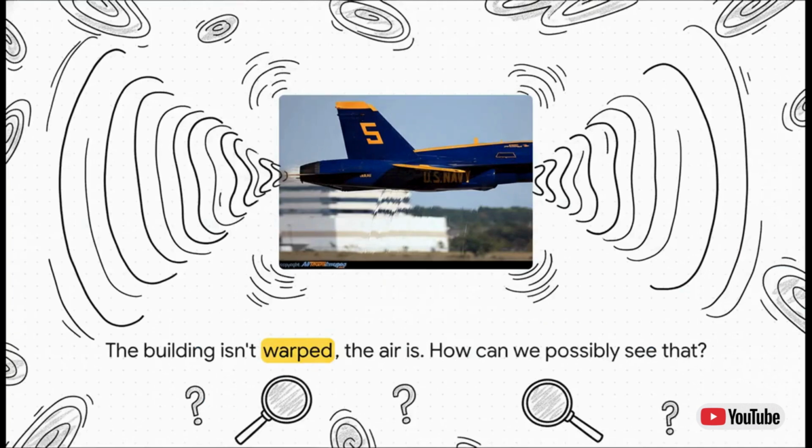Okay, so take a look at this. This picture is the perfect example of the challenge we're talking about. That building in the background, it's not actually warped. That's the air itself around the jet engine, superheated and bending the light. These invisible disturbances, heat, shockwaves, you name it, they're everywhere. So the big question for scientists has always been, how in the world do you take a clear picture of something you literally can't see?